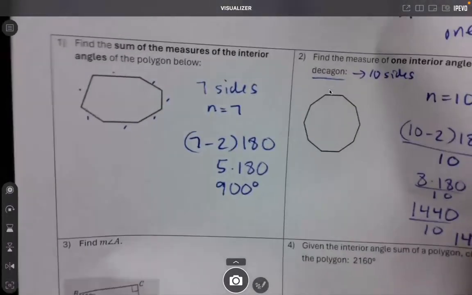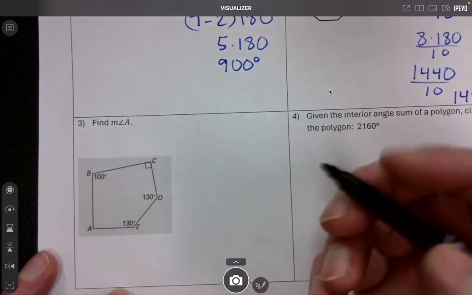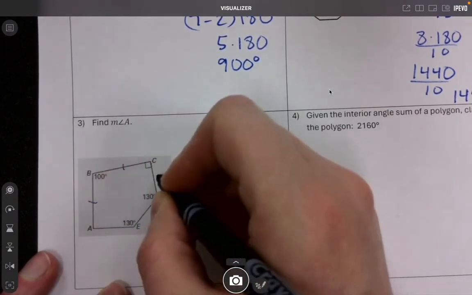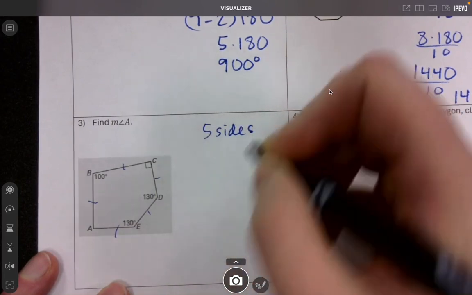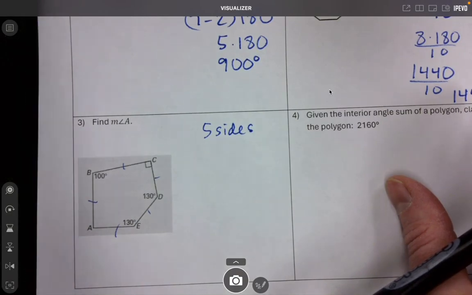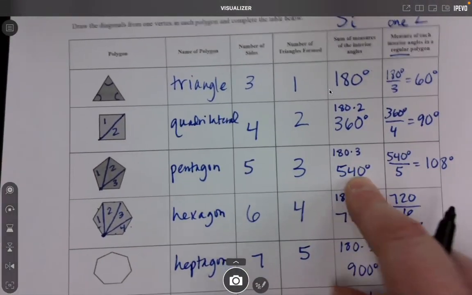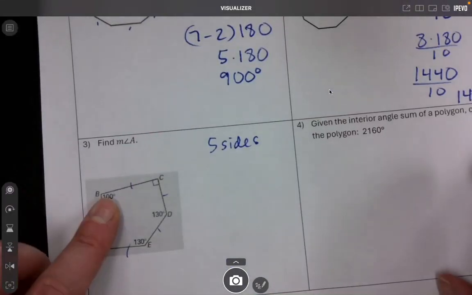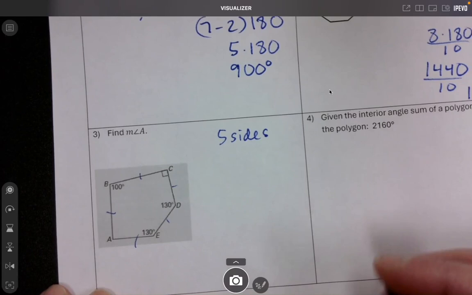So on number 3, they want us to find the measure of angle A. So what kind of a shape do we have here? We have 1, 2, 3, 4, 5 sides. And so I am going to look at my cheat sheet this time. If I have a 5-sided figure, my angles are going to total up to 540 degrees. So that means angles B and C and D and E and A all together are going to make 540.